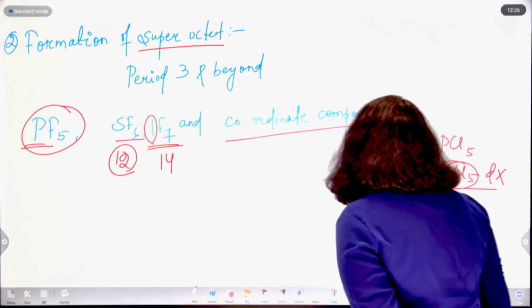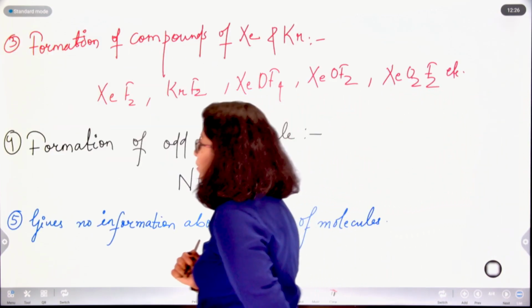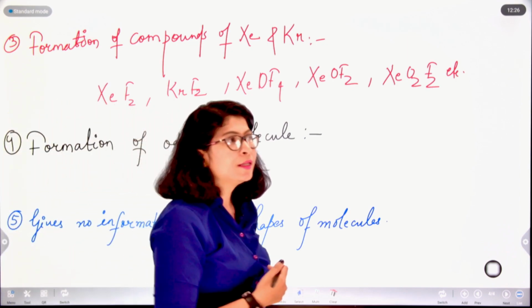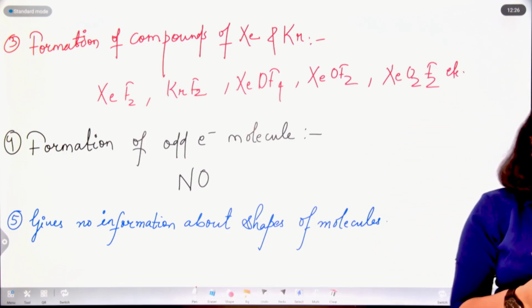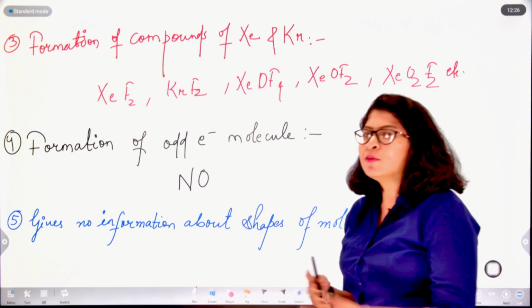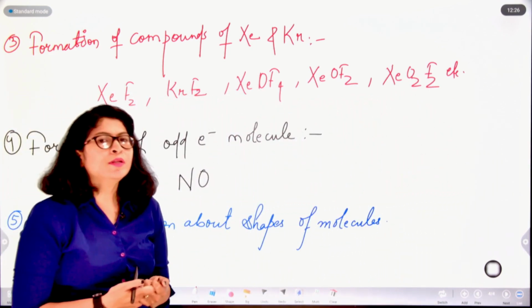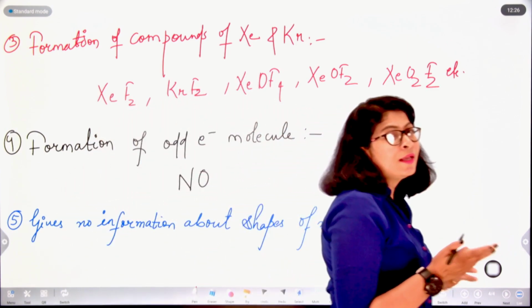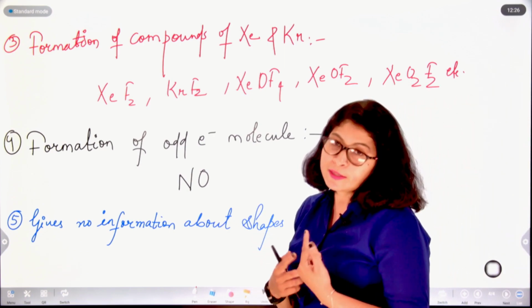The next is formation of compounds of xenon and krypton. What we have studied in the periodic table is that we have group 18 elements, the elements which are called noble gases. Why are they called noble gases? We had heard so much about them in the octet rule. Every atom tries to occupy 8 electrons in its outermost shell, to attain the electronic configuration of its nearest noble gas.